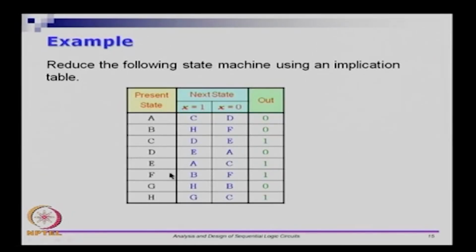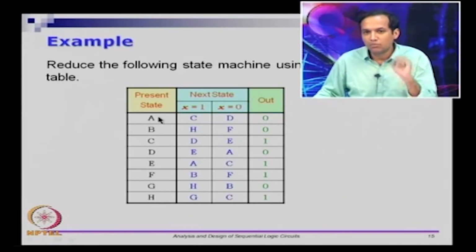So I give you this state machine. This is again having 8 states, and on x equal to 1 you go to these, on x equal to 0 you go to these. In this case the output is not on x equal to 1 or x equal to 0. The output is defined based on the state, which means this is a Moore machine.